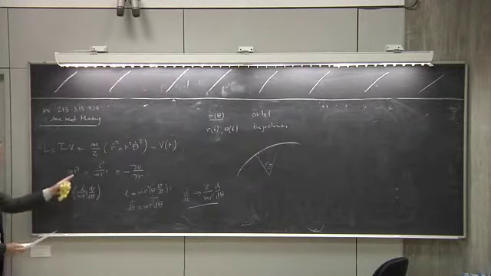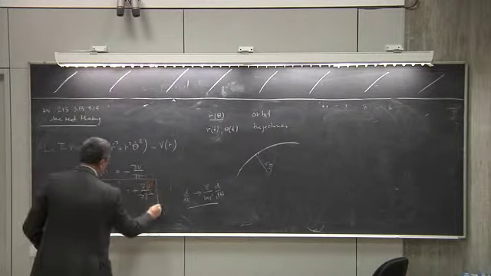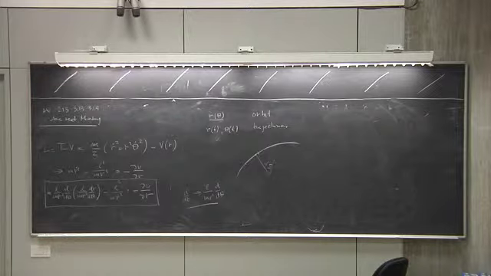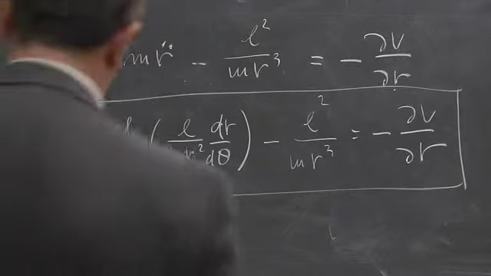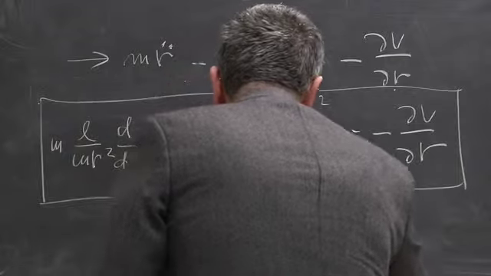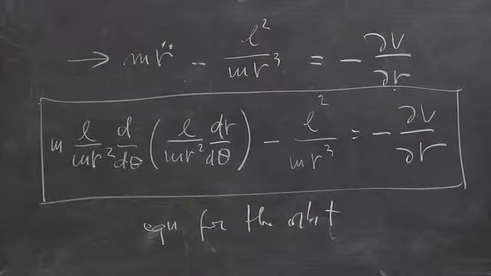Then this is fine the way it is, and also this is just whatever it is. So this is my equation for the orbit now. So this was the equation for the trajectory. The one boxed is the equation for the orbit. And now I can erase this before I'm arrested.